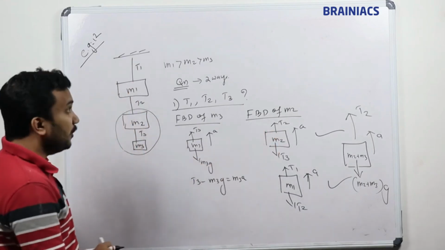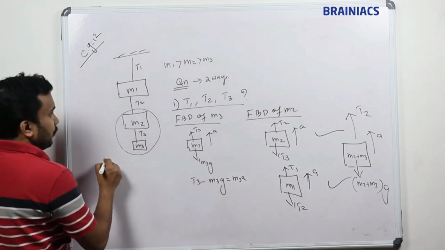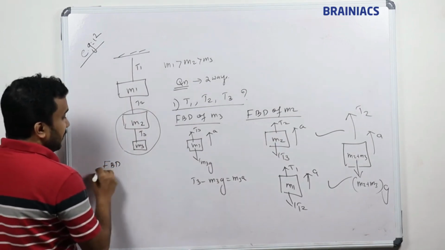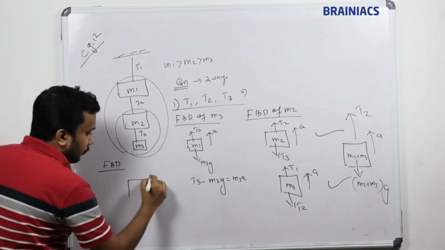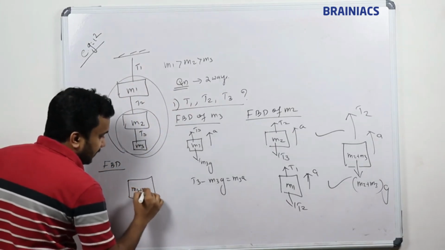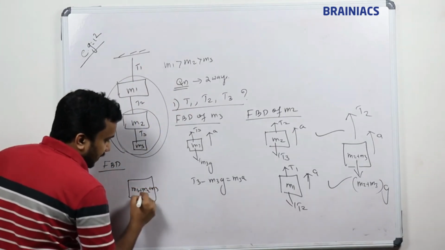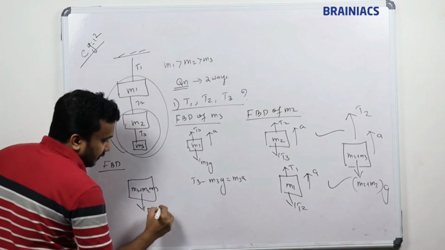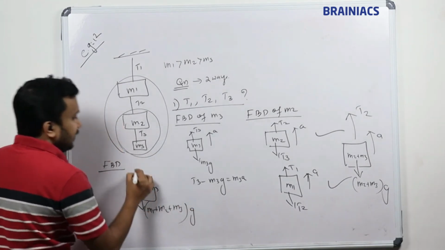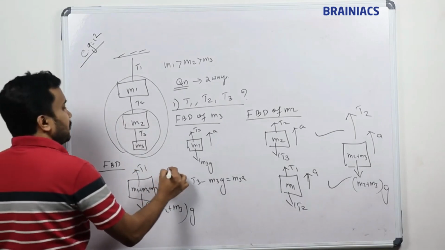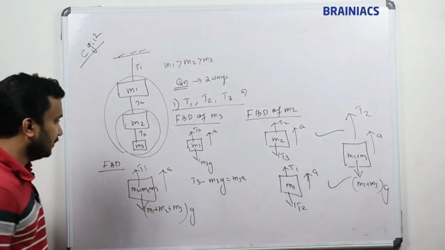Similarly, if you want to find out T1, then you can draw the free body diagram of the whole system. Whole system means M1 plus M2 plus M3, and what is the weight? M1 plus M2 plus M3 into g, and the tension is T1 and the acceleration is a. You can do it like this.